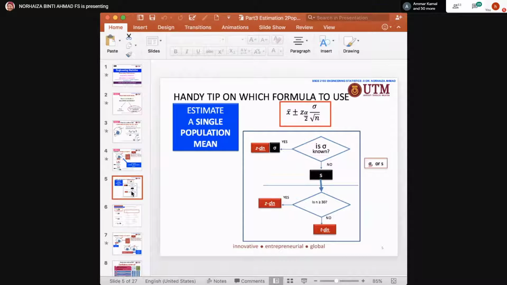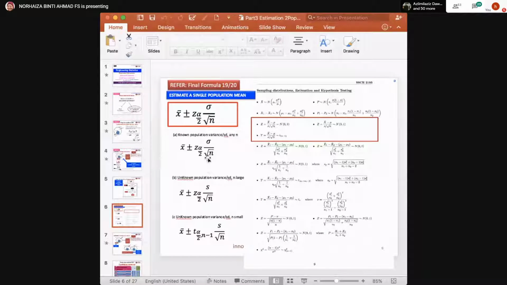So I've written it better here. This is the algorithm that you need to remember. You don't need to remember all these formulas. You just remember this basic formula, and then with that, you use the appropriate distribution. The only thing you might need to note is that your guide would be the formula sheet that will be given to you during the exam, or your statistics table.